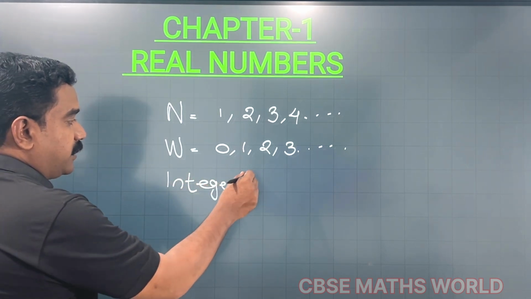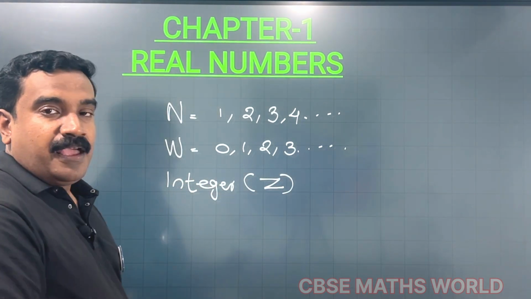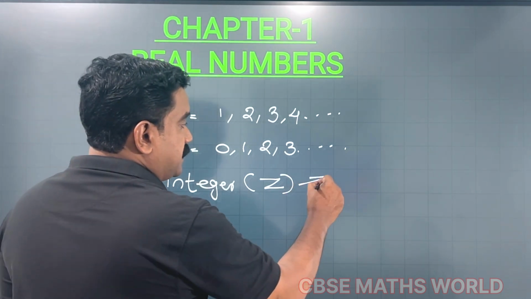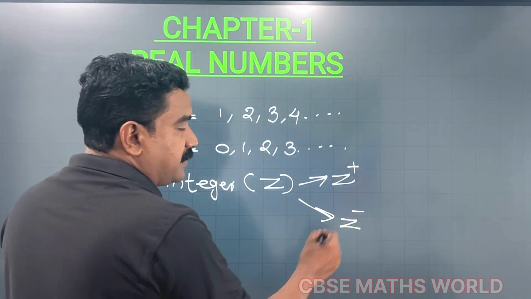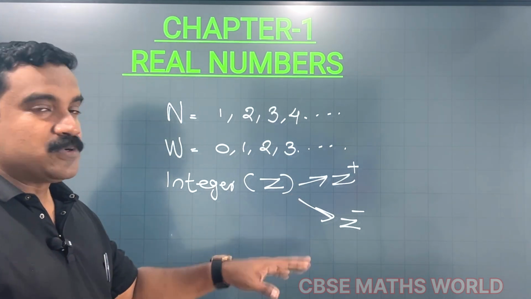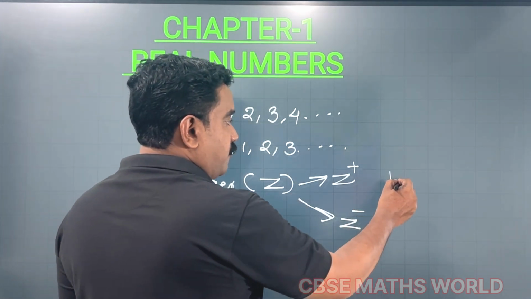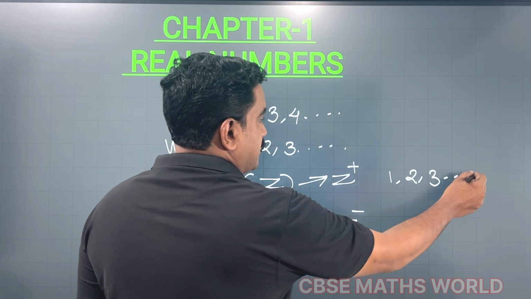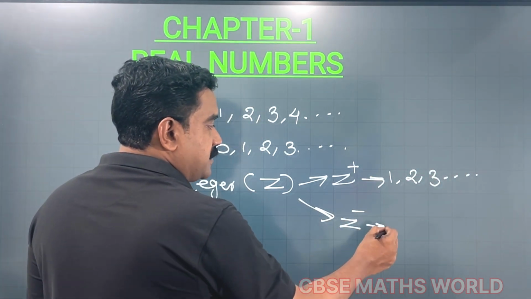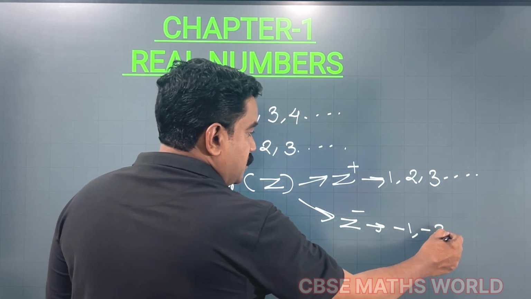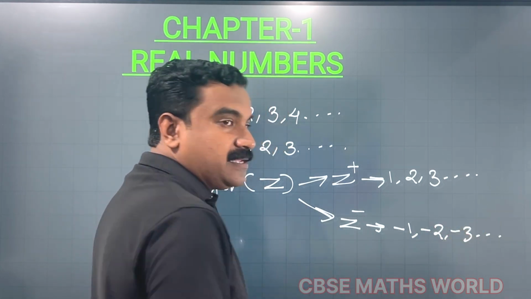Integers are usually denoted with the letter Z. Actually we have Z plus, which discusses the positive integers, then Z minus. Z minus is the negative integers. Which are the positive integers? Positive integers are 1, 2, 3, 4, 5, 6, etc. These are known as the positive integers. Which are the negative integers? Negative 1, negative 2, negative 3, etc. are known as negative integers.